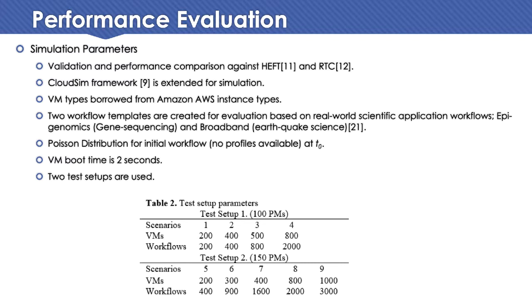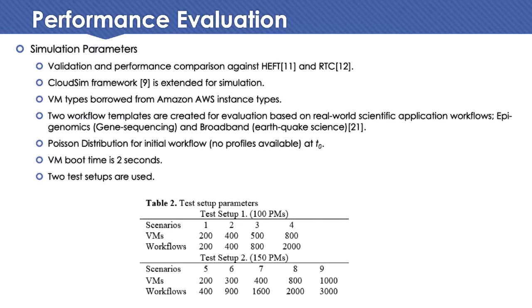Now we're going to talk about simulation parameters. In this paper, we conduct extensive simulation studies. We compared the proposed algorithm with two scheduling algorithms. The first one is a stochastic heterogeneous earliest finish time, simply known as HEFT, and the robust time cost algorithm. Both of these are scheduling algorithms which have been quite extensively used in recent research works.